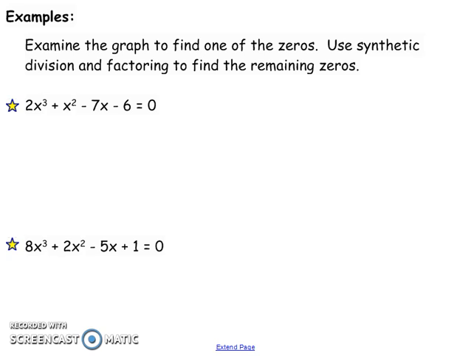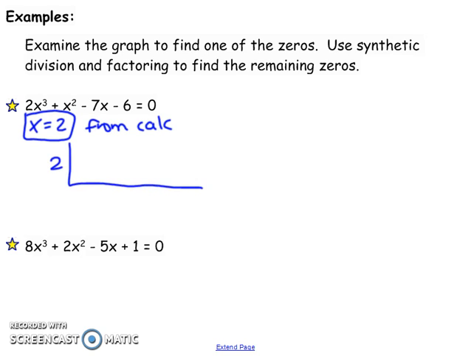So x equals 2 is one of my answers, and that's from the calculator. So what I'm going to do now is use that number for synthetic division. I'm going to put my 2 on the outside, and then I have a 2, a 1, a -7, and a -6. So the 2 comes down.